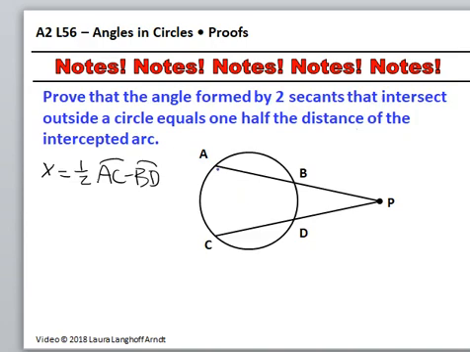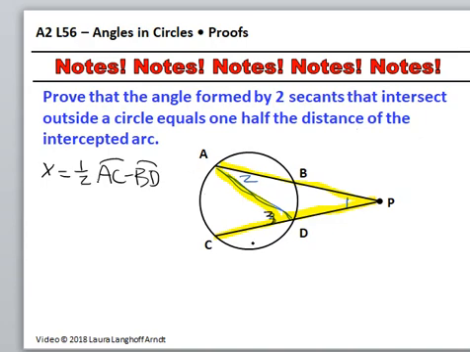First of all, we're going to draw a chord, hopefully yours is straighter than mine, from A to D. Then we're going to label 1, 2, and 3. Now the first thing we have to recognize is that if we look at this triangle right here, and we see that this extends out here, we see that 3 is an exterior angle.